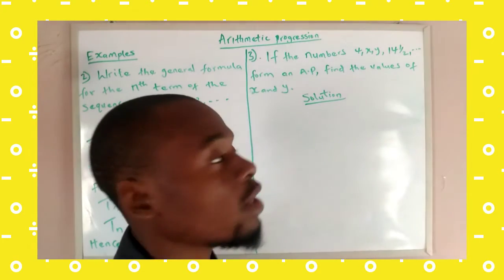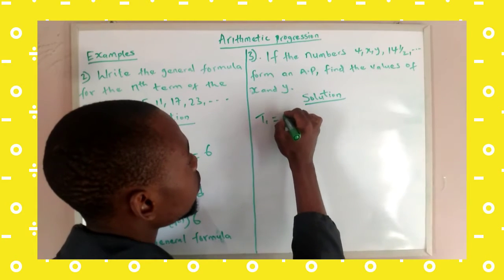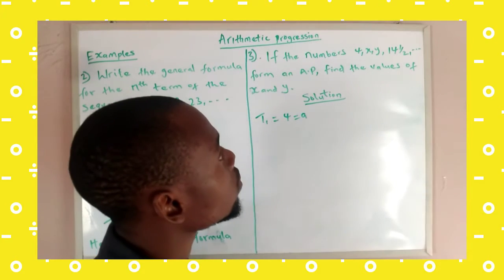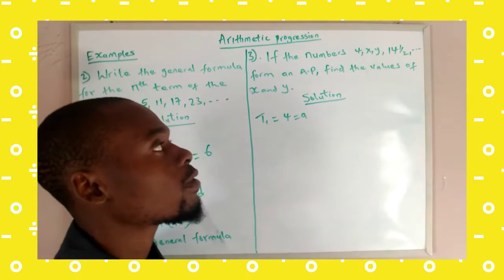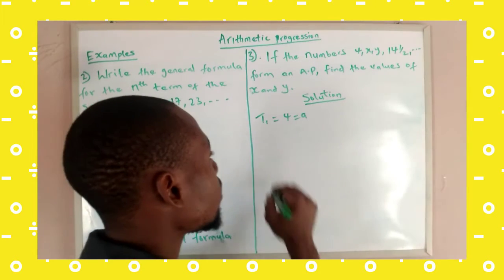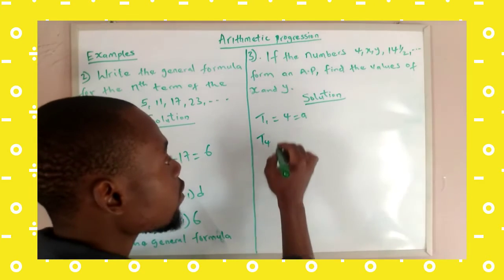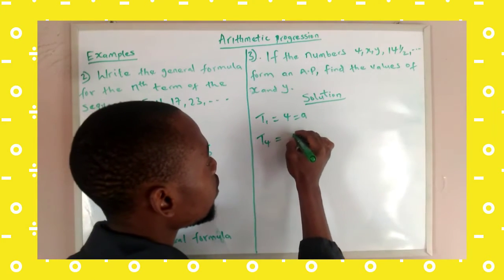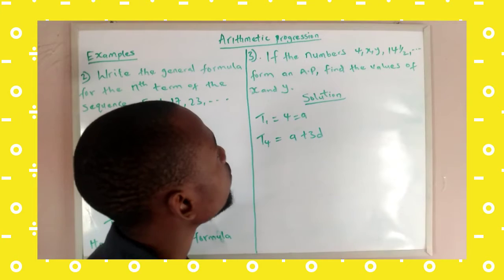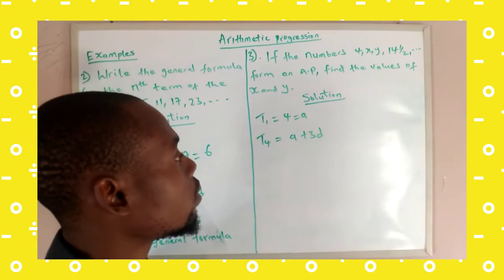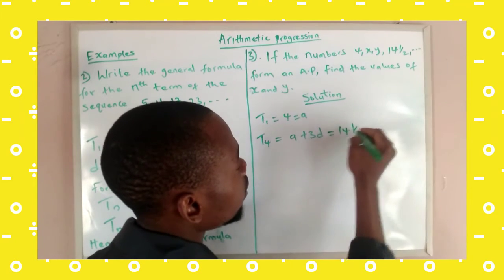Our first term here is 4. That's our T1, and that's our A. Now, our fourth term is 14 whole number 1 over 2. And our fourth term is the same thing as our T4. The formula for our T4 is A plus 3D. Now, that gives us 14 whole number 1 over 2.